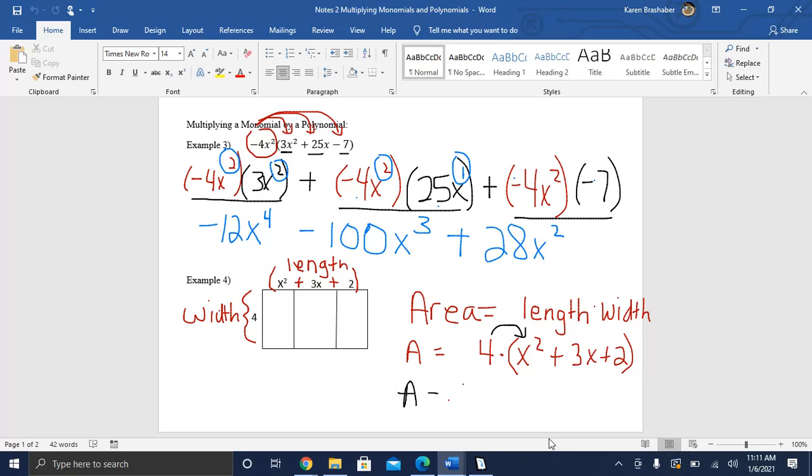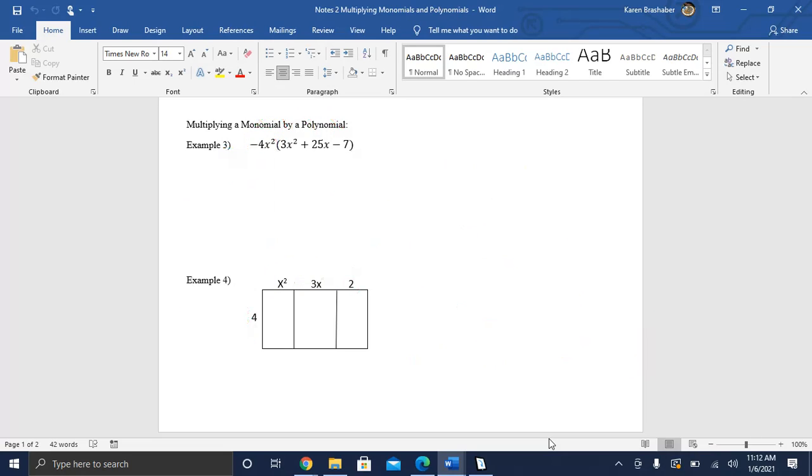So our area would equal 4x to the second plus, and then we're taking 4 times 3x. So that would give us 12x plus, and then we're taking 4 times 2, which is 8. So once again, notice that I have 3 terms in my polynomial, 3 terms in my answer. I do not have like terms. So 4x squared plus 12x plus 8 would be the area. If you'll turn your papers over, we'll continue on with the back side.